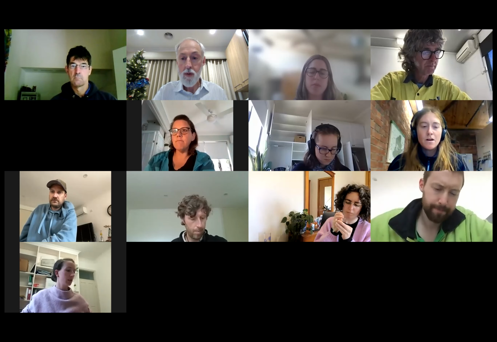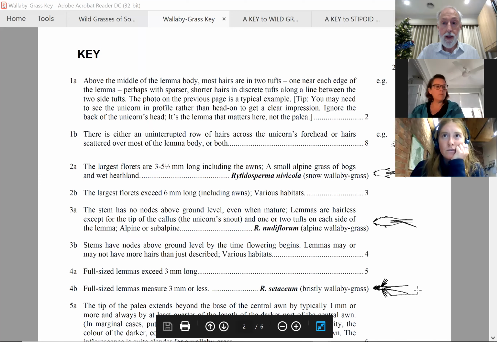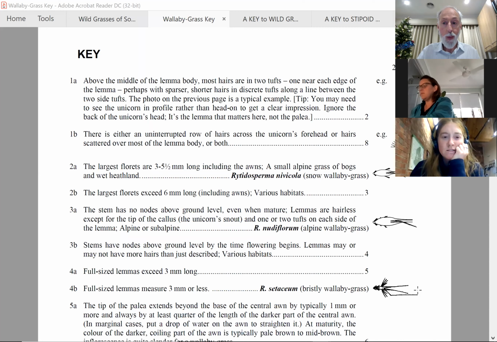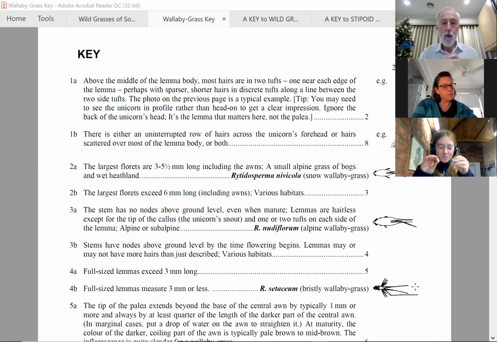No? Okay. Just confirming, Graham, we're only meant to be looking at the unicorn's front face, not the back of its head. Correct. It's the lemma, not the palea. Around the back of the head, you will see that more transparent, less interesting husk called the palea. There are parts in this key where you will be asked to look at the palea, but not in this case.